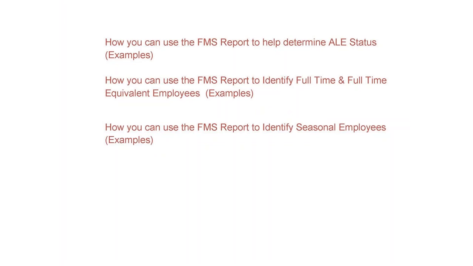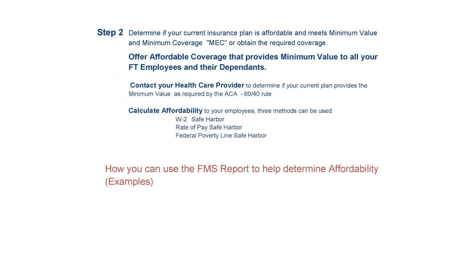Okay, so now we have finished up step 1, which is basically just determining if you're an ALE. Once you determine that, then we need to move on to step 2. Step 2 is basically determining if your coverage meets the required minimum value and minimum essential coverage and is affordable to the employees. So basically, our advice there is contact your health provider to find out if your plan meets all of those requirements. Similar to the 60-40 rule or the bronze plan that's offered on the exchange.